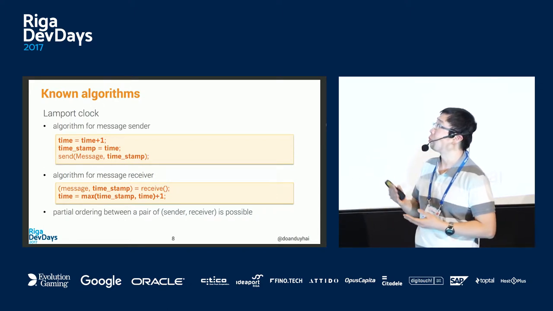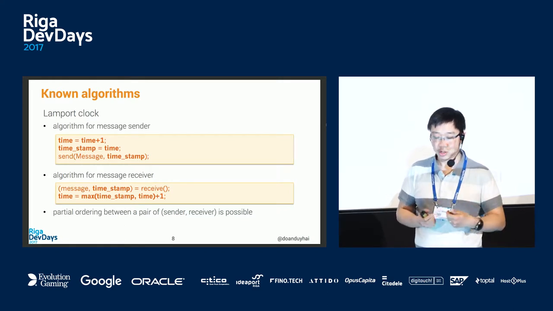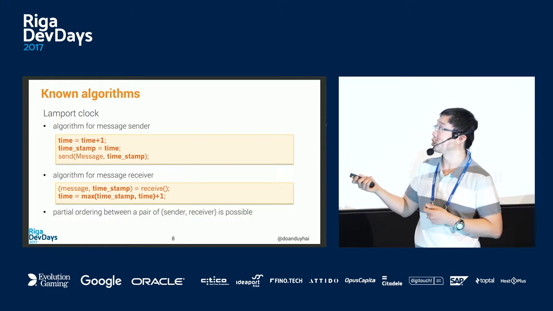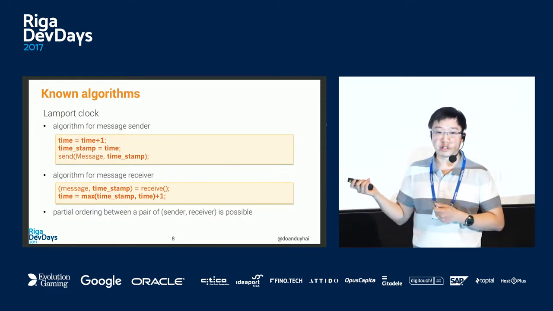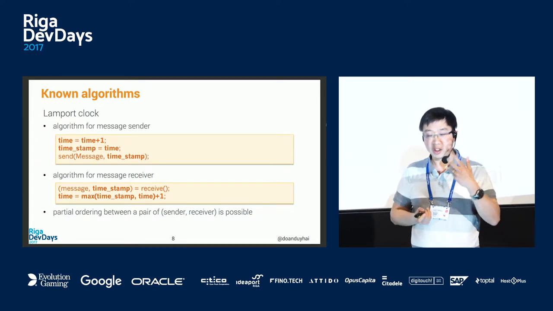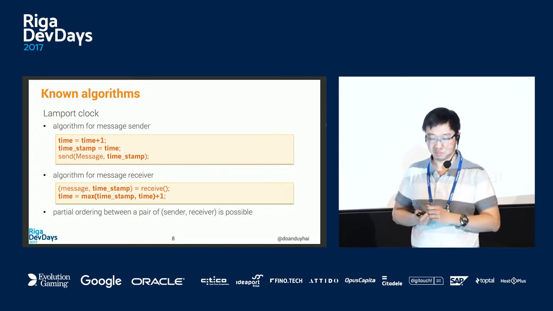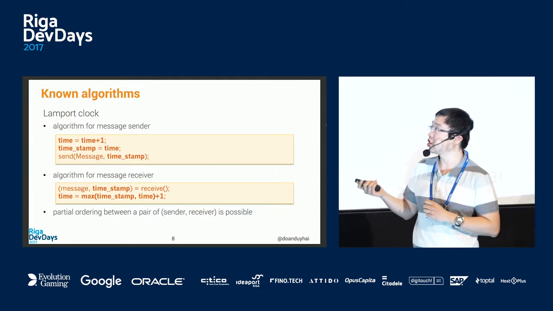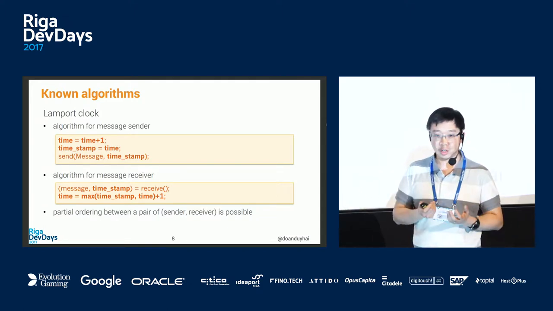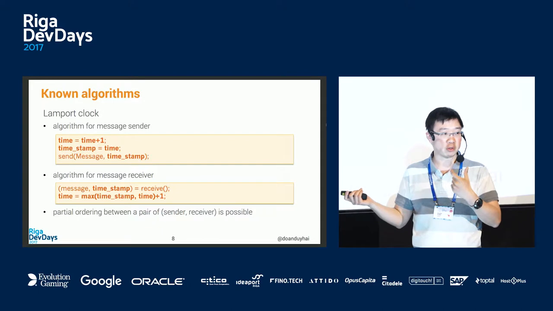The first one, Lamport clock, is very simple. Every time a sender sends a message, it just increments the time and sends the timestamp with the message. From the receiver side, it will just take the timestamp provided by the sender and take the max of its own timestamp plus one. So it means that from the receiver side, the timestamp is always bigger than from any sender. So with this very simple algorithm, we can provide a partial ordering between a pair of sender-receiver, but we cannot guarantee a global ordering.